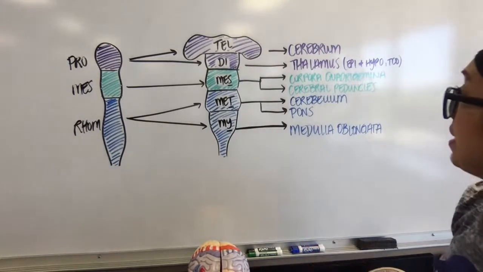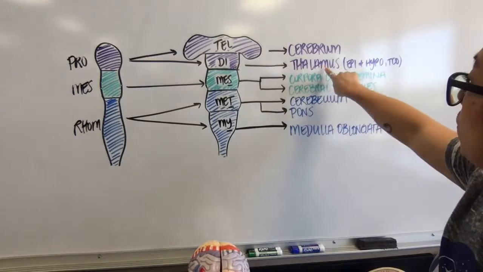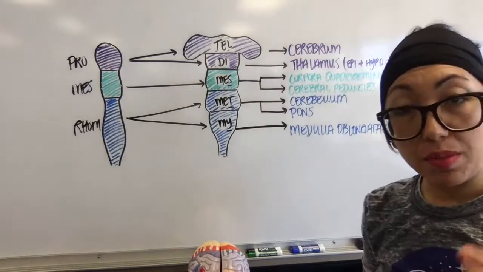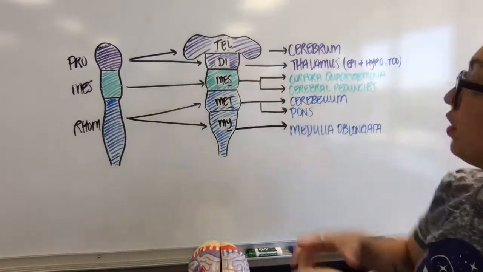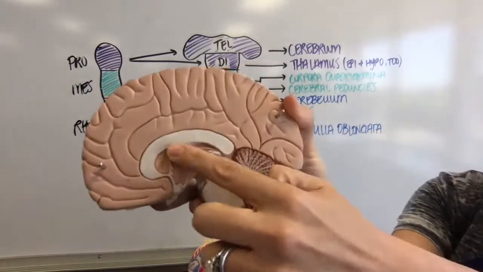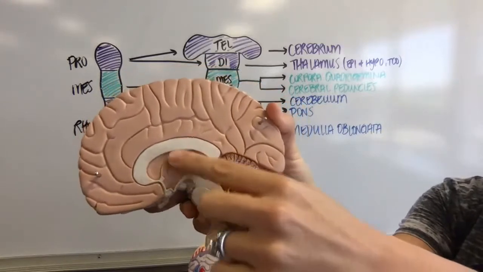And then the diencephalon, that will form what is referred to as the thalamus. We'll talk about that more in a moment. But the diencephalon is actually representative of a region right here.